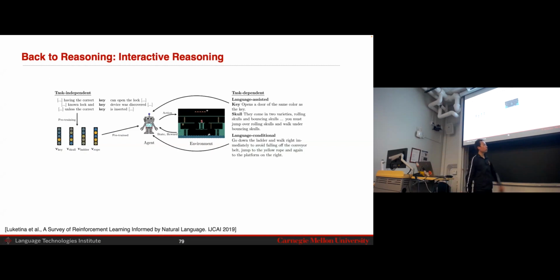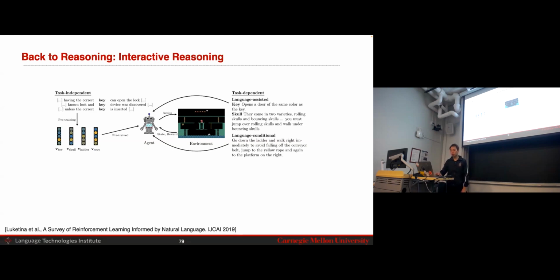There are essentially two general paradigms. The first paradigm, the one that's easier to explain, is task dependent, where language is important for the task. So you have language assisted environments, where language tells you what happens in the environment, for example the fact that keys are generally used to open doors. And there are also environments that are language conditional, where language is inherently part of the environment. Language specifies the task which you want the agent to complete, like go down the ladder, walk right, open a door, and so on.